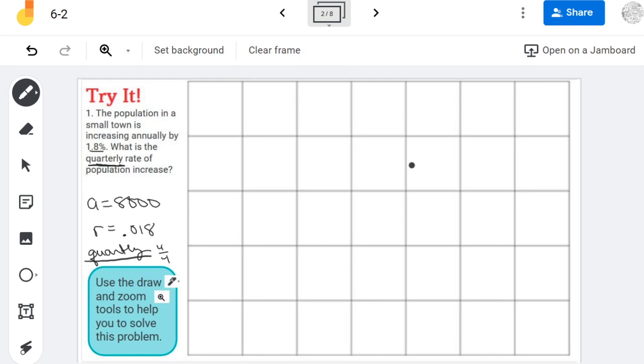And please ignore this box. I use this to present to my students and I have them try it in these boxes. So here's my formula.